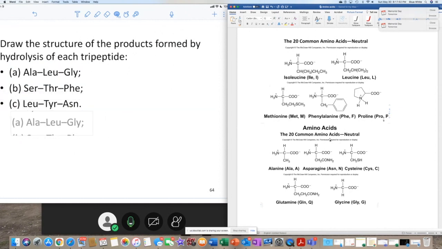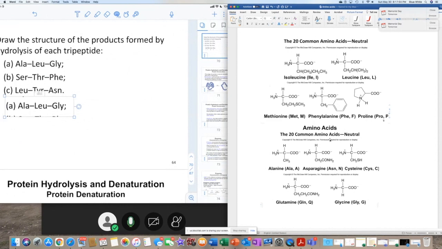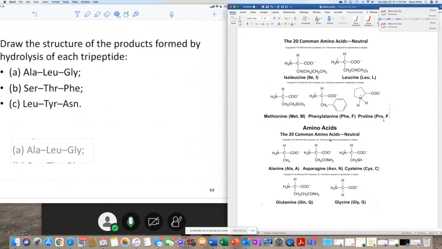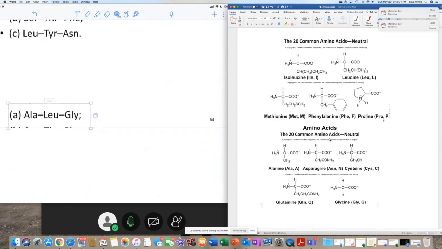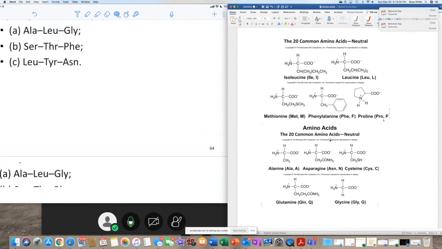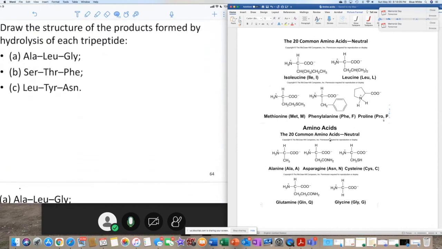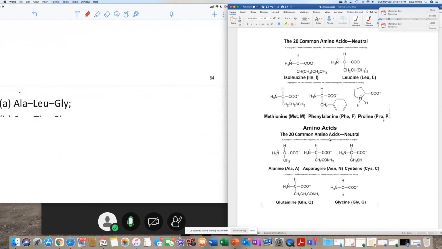Okay. Draw the structure of the products. Let me scoot down here. So we have alanine, leucine, glycine, right? They want us to draw the structure of the products when these are hydrolyzed with water and then the relevant enzymes. So for alanine, let's see. Hold on. So we got carbonyl right there. H3 plus N. Alanine has this.